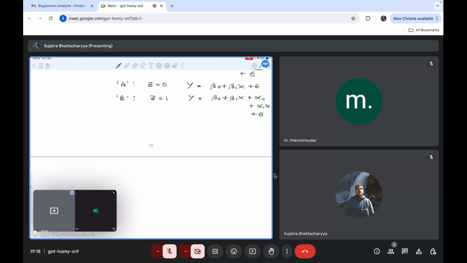Now, we need to test certain things to show that really we need the dummy variables. Okay, so we need to test for each of these possibilities which we have discussed.